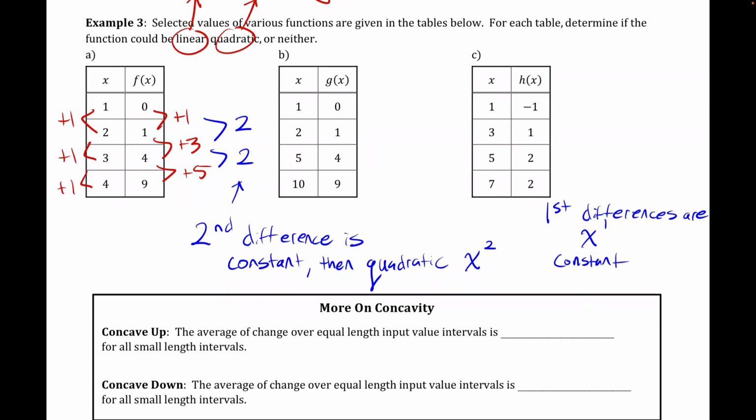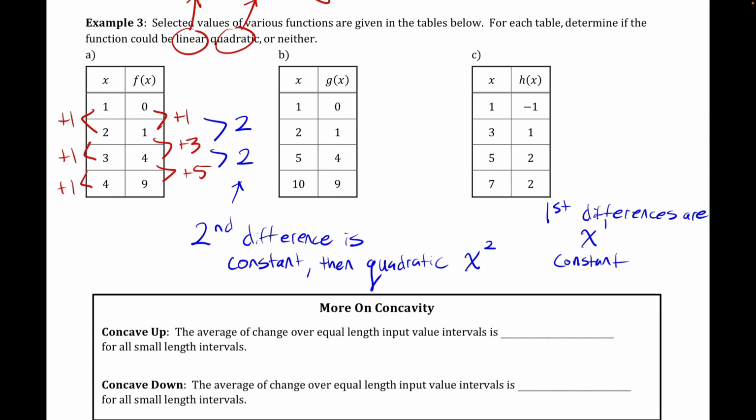So notice this pattern. When we had an x to the power of 1, the first differences were constant. When we had x to the power of 2, the second differences were constant. What do you think would be constant if we had something like x to the power of 3? Not the first differences. Look at the pattern again. The third differences are constant, which means we have x to the power of 3. If the second differences are constant, we have x to the power of 2. If the first differences are constant, it's an x to the power of 1.